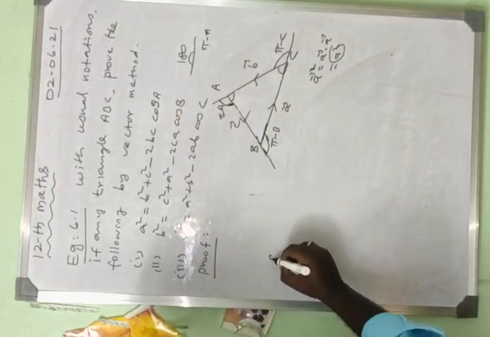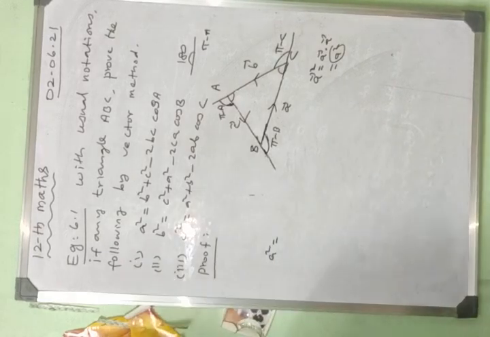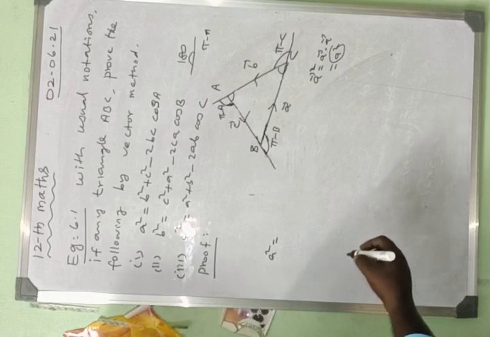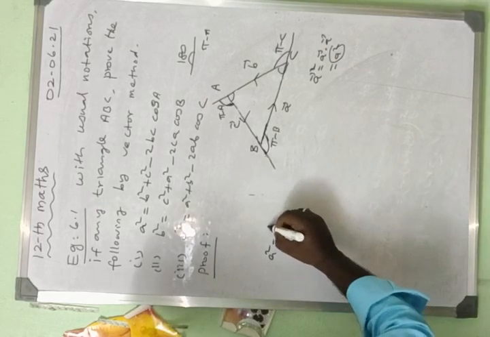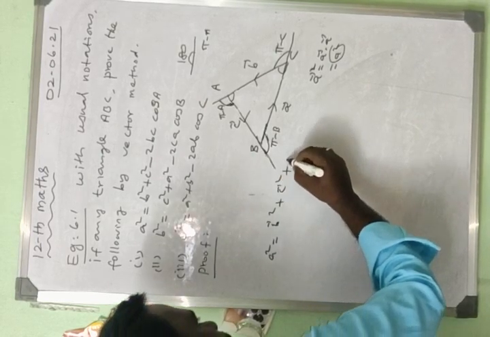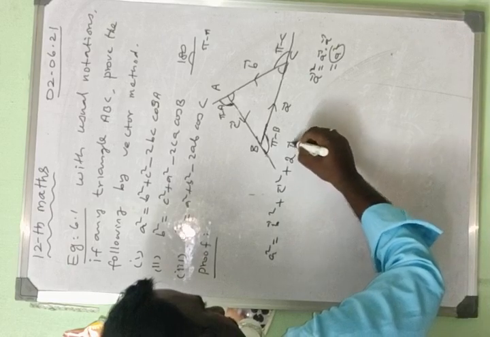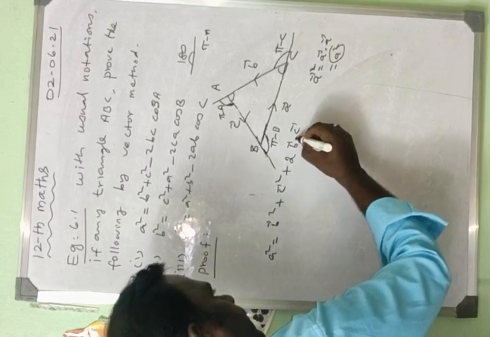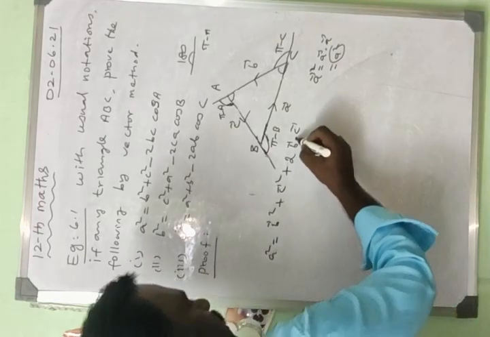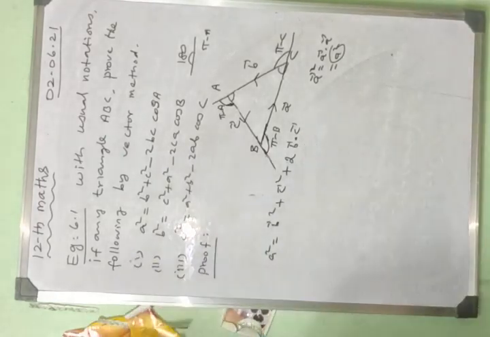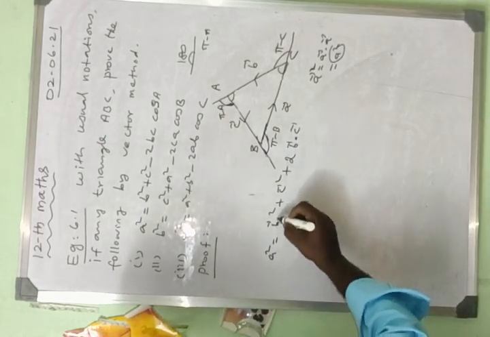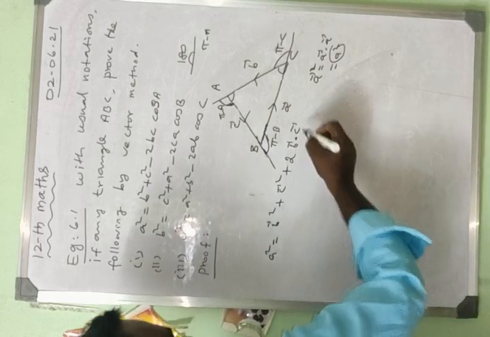So A square is equal to what? The right side value: vector B plus vector C whole square, like (A plus B) whole square. So it is vector B square plus vector C square plus 2 into vector B dot vector C. Definitely put the dot here. Vector B square plus vector C square plus 2 into vector B dot vector C.